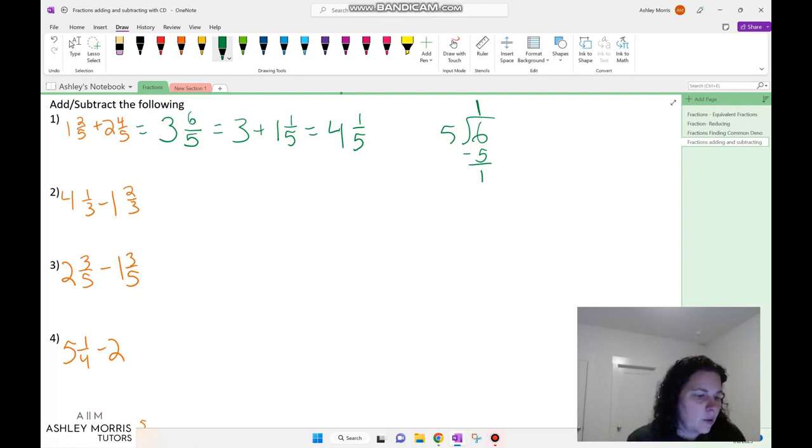All right. When we're subtracting, it's kind of the same idea, but we might have to borrow. Do you remember when you were borrowing from your 10? You had to regroup your 10s. The same thing can happen here.